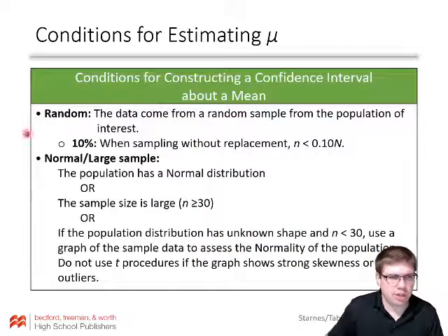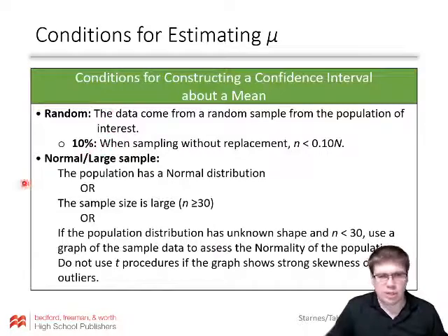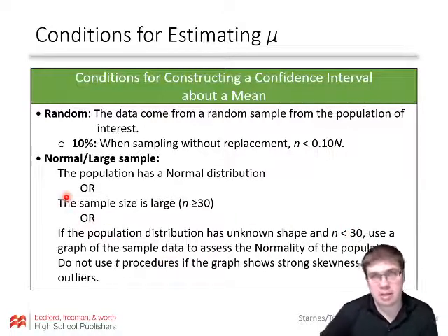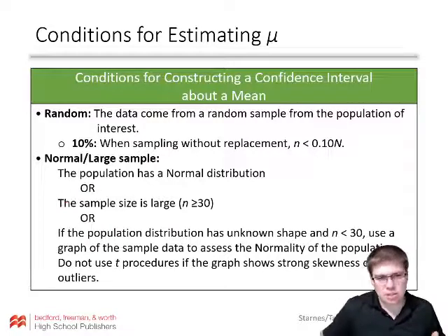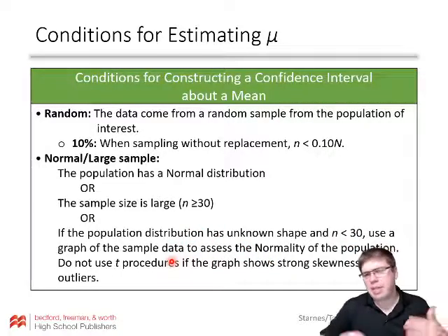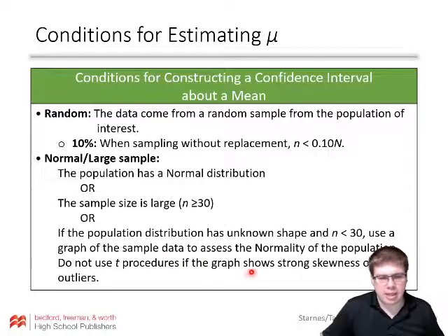So reminder, checking those conditions, we got the random, the 10%, the n is less than 10% of the population size, and then the normal condition. We can either have the population be normal, the sample size is large, n greater than 30, or if the population has unknown shape and n is less than 30, you can use a graph of the sample data to assess normality of the population. So they actually are going to let us make an assumption that if our graph looks pretty close to symmetric, bell-shaped maybe, no strong skewness or outliers, we can still make that assumption of approximate normality.